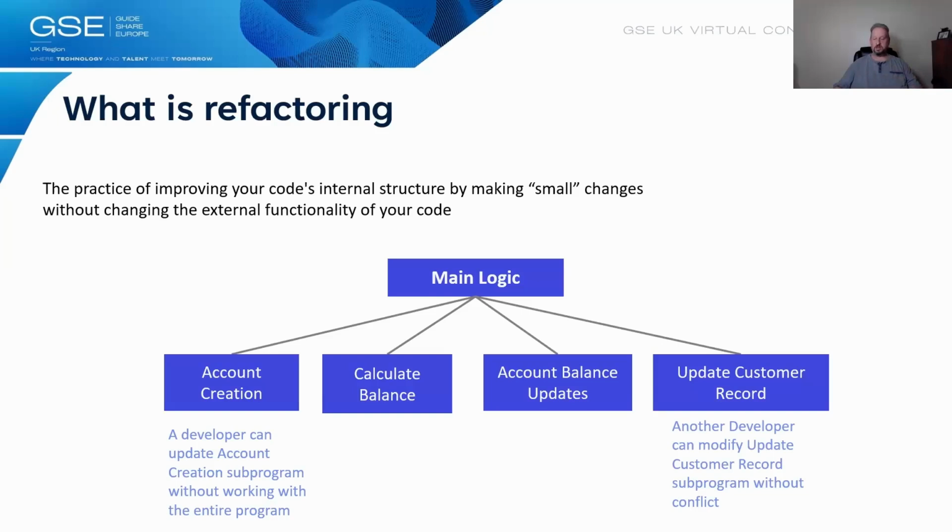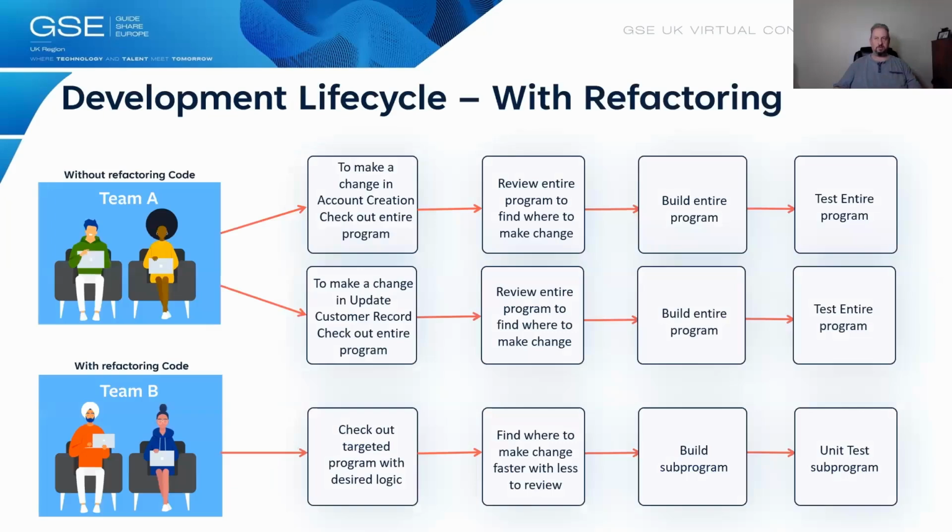Let's take a look at that same life cycle we just saw a minute ago and see what it looks like. If I haven't refactored my code, my process is the same as what we reviewed a little bit ago. I'm having to pull down the entire program, whether I want to make changes only to account creation or to update customer record. Doesn't matter which one. I'm pulling the entire program down, having to review it, build it, and test it.